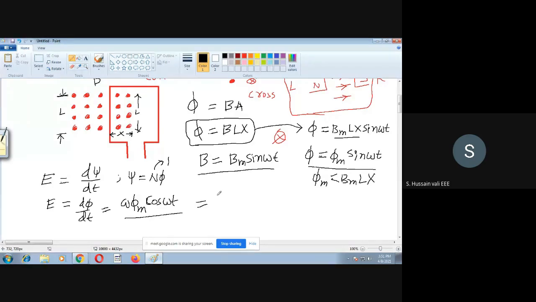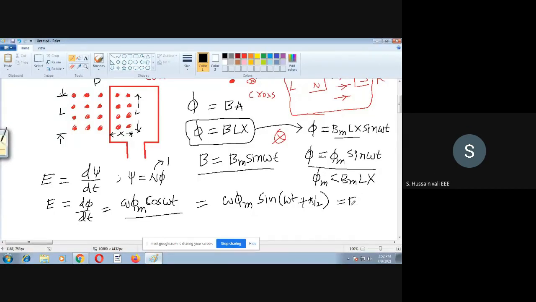With a simplification, nothing else is there. Omega phi m, omega phi m, I can write this as sin omega t plus pi by 2. Yes, cos omega t we can write as sin omega t plus pi by 2. So this is the expression for EMF.